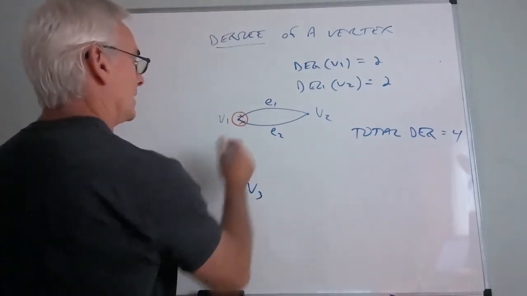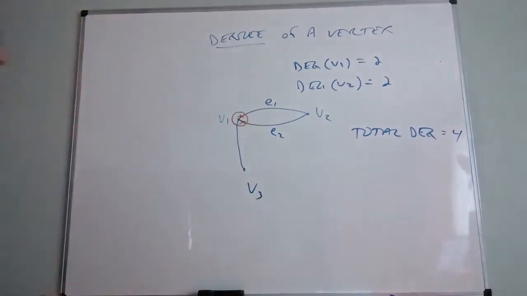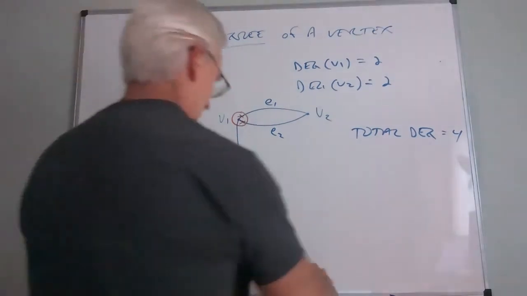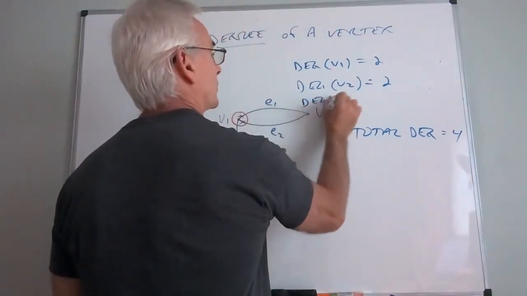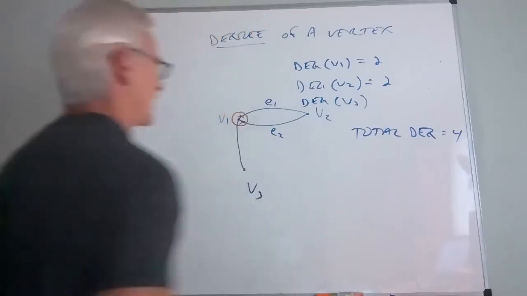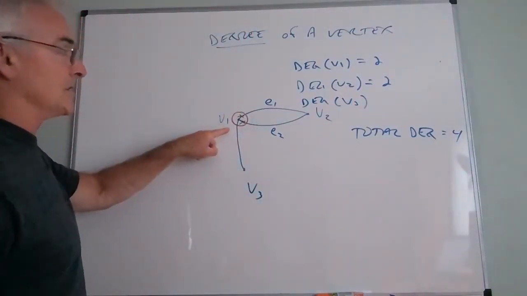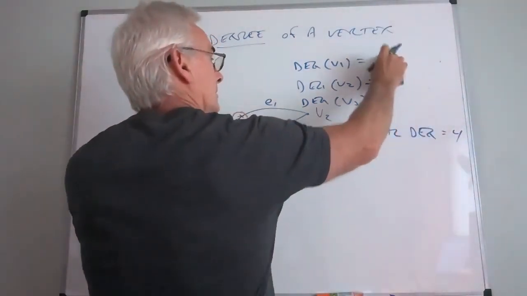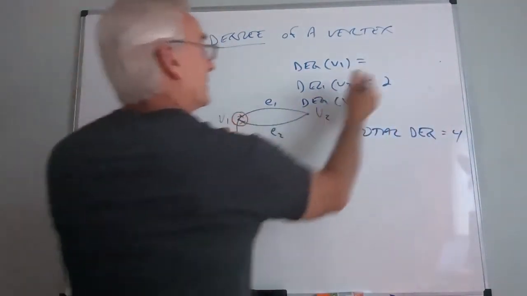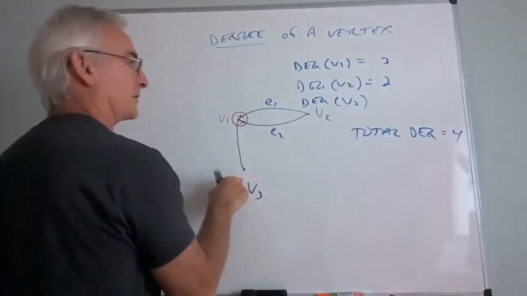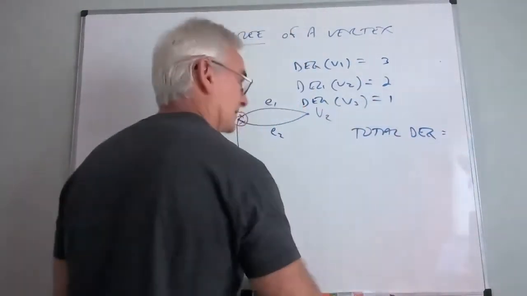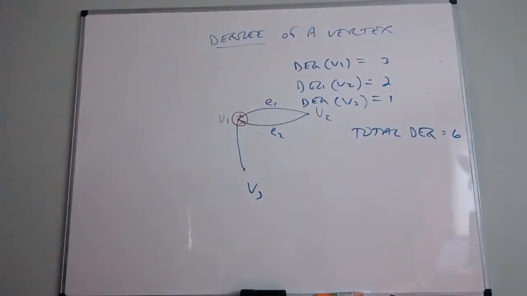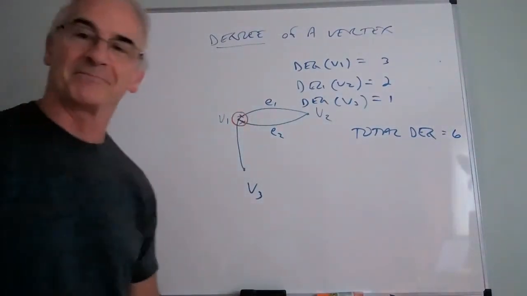Just so we're on the right track, let me put another one out here. I'm going to throw another vertex out there, and squeeze it in here. Now we have the degree of V3 as well. Did anything change? The degree of V1 is not 2 anymore. Now what's the degree of V1? 1, 2, 3. The degree of V2 is still 2. What's the degree of V3 in my picture? 1. So what's my total degree now? 6. How many edges do I have? 3. Anybody notice anything?